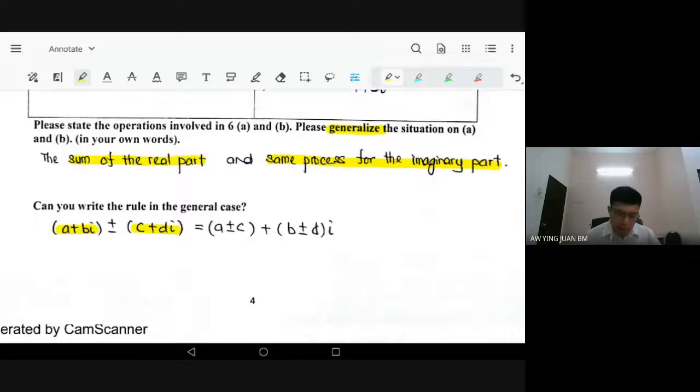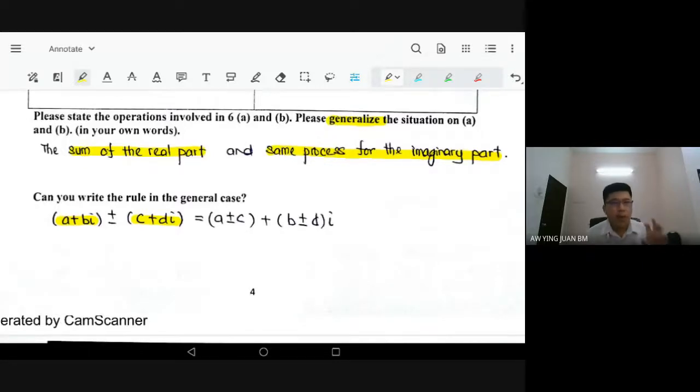So, tadi saya sudah buat statement. Sum of the real, sum of the imaginary. So, kalau you nampak, this is what we call the sum for the real part. Okay, this is what we call the sum for imaginary part. Beginilah kita belajar matematik. So, kalau untuk page 4 ini, you tengok semula, complex number. Pagi ini, sehingga pukul 9, saya jawab apa?